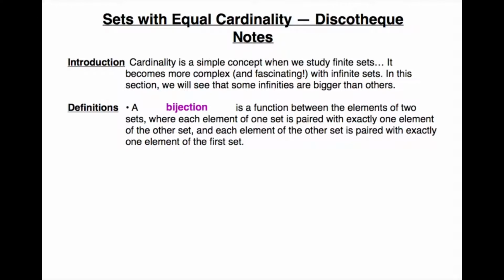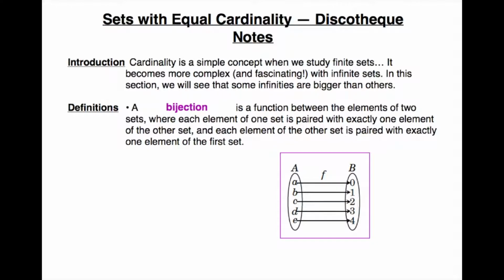A bijection is a function between the elements of two sets, where each element of one set is paired with exactly one element of the other set, and each element of the other set is paired with exactly one element of the first set. So you take the two sets and you make a one-to-one correspondence between all the elements. And if that is possible and no element is left over in either set, then you've just built a bijection.